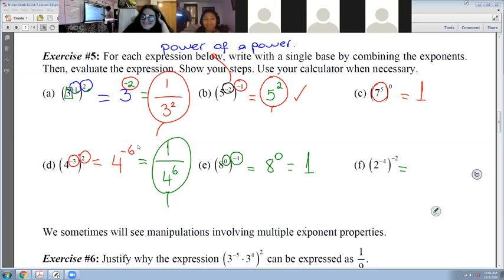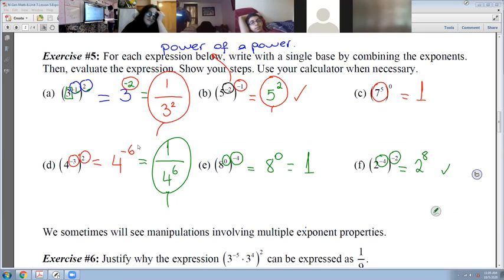How about this one, Amir? Power over power method. And what operation will we use? Multiplication, and you would get 8. Yeah, awesome. Amir, you are amazing, guys.